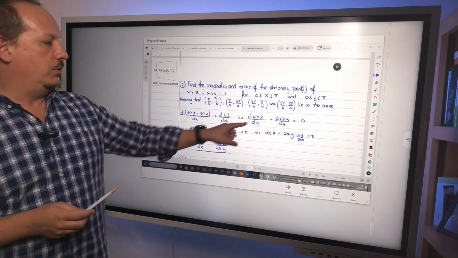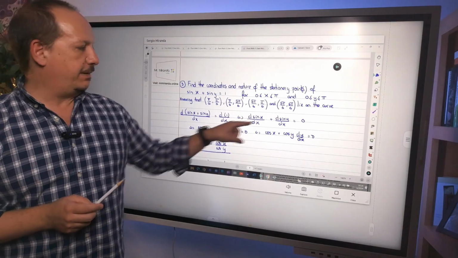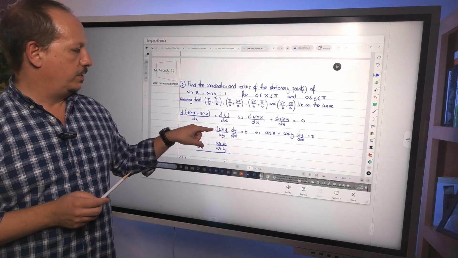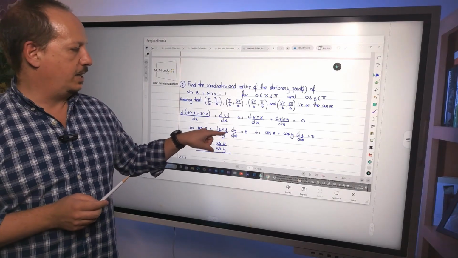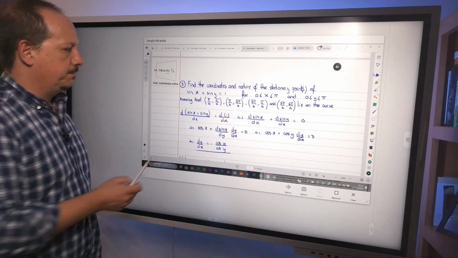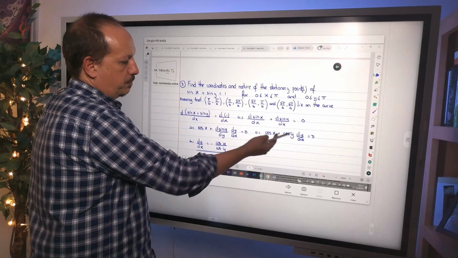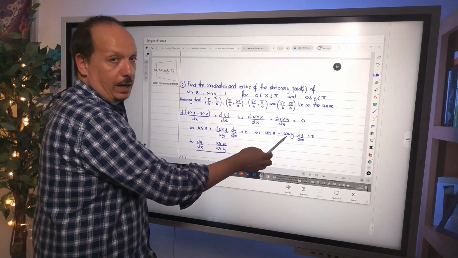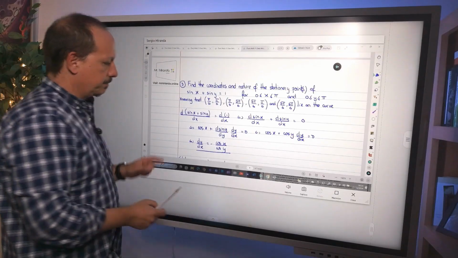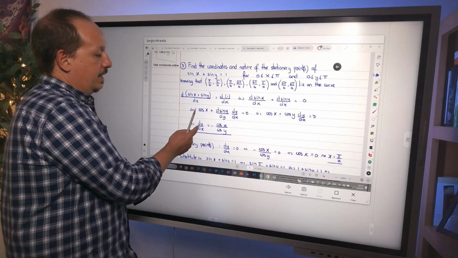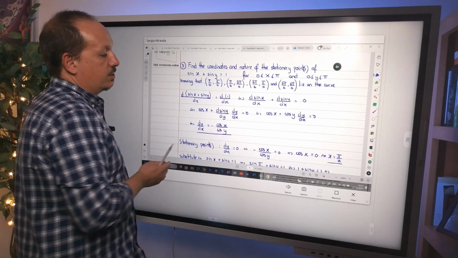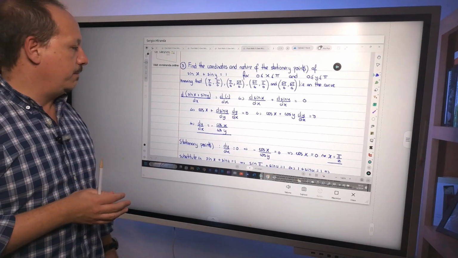This, you already know, is the cosine of x. Here you have to apply the chain rule. So it's d(sine of y)/dy times dy/dx. So the cosine of x plus, this is again the cosine of y now, dy/dx. So dy/dx is going to be minus cosine of x over cosine of y.